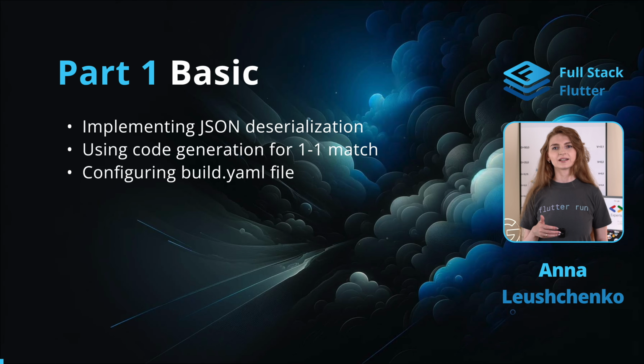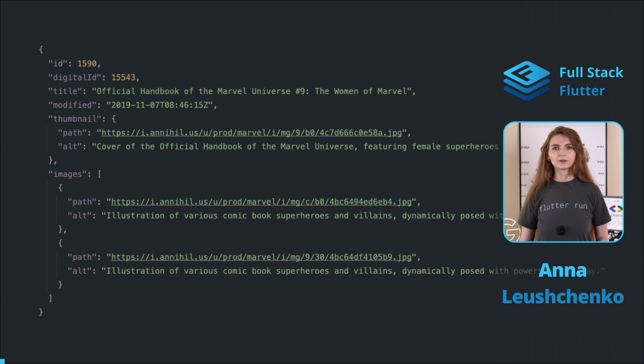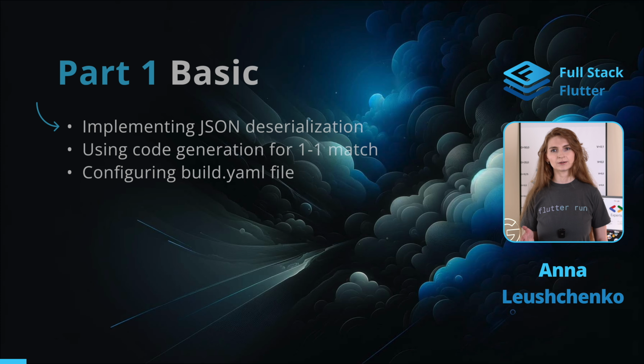Let's get started! The API we're using today as an example is heavily inspired by the Marvel Comic public API, although there are some differences. This is a JSON representation of a single comics object. It has an integer ID and digital ID, string title and modified date. Next we have a thumbnail, which is an object that represents an image, and an images array of a similar image object structure. Let's now create a Dart class that has a one-to-one match to this JSON structure.